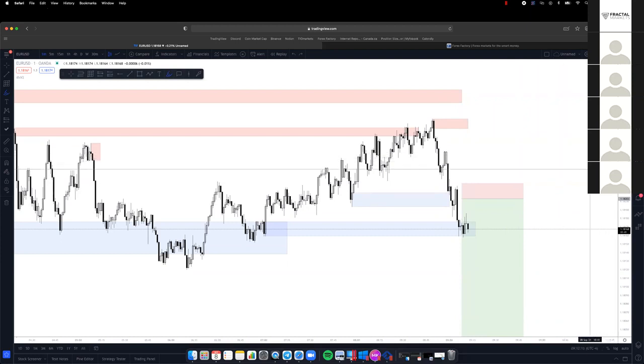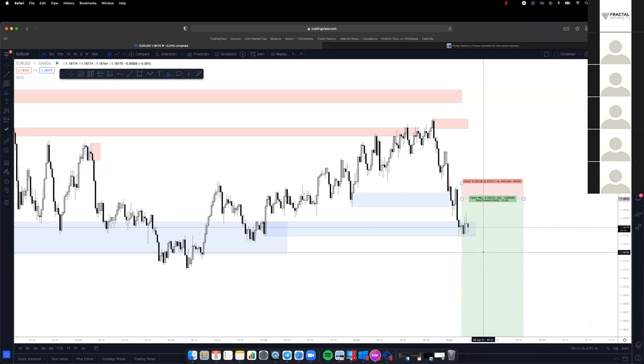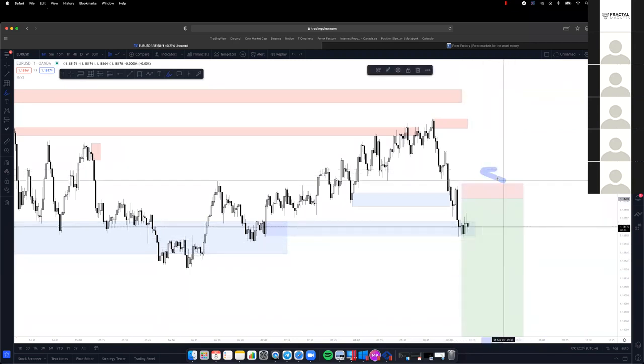So, 2-pip stop loss, how big is your spread? My spreads right now are like 0.5 of a pip. So I add that on top of my sell because that's my buy order technically, right?